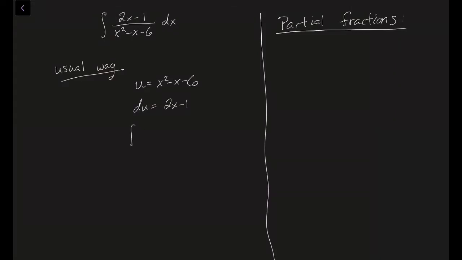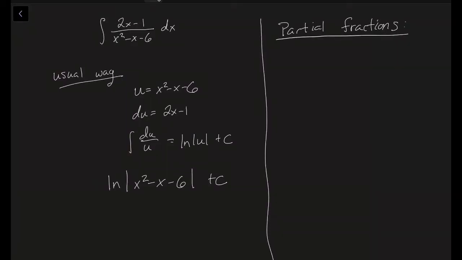And when we make our u substitution, it's just the integral of du over u, which is just the natural log of the absolute value of u plus c, and then substituting u in for x squared minus x minus 6, we get the natural log of the absolute value of x squared minus x minus 6 plus c.